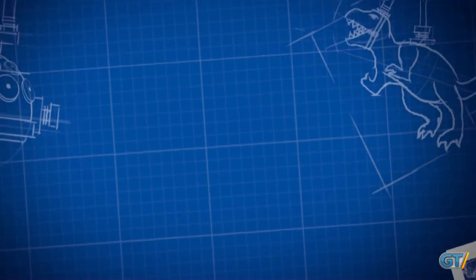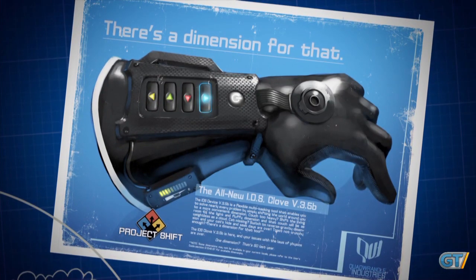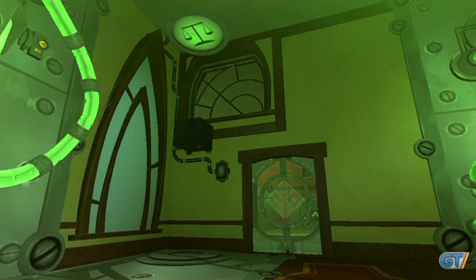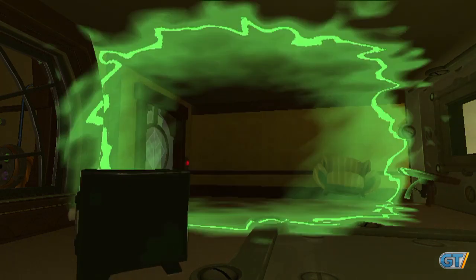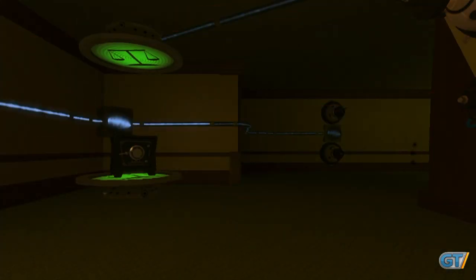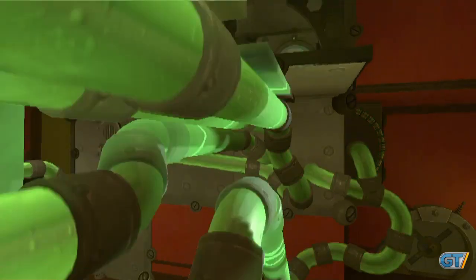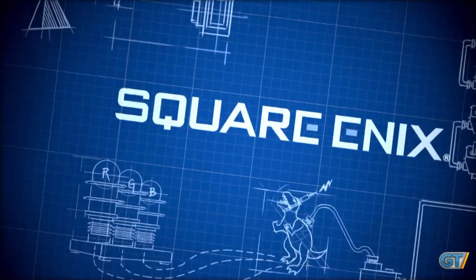to your relative non-bigness. However, with the handy-dandy interdimensional shift device, say goodbye to the laws of physics. Whatever you may need, there's a dimension for that.